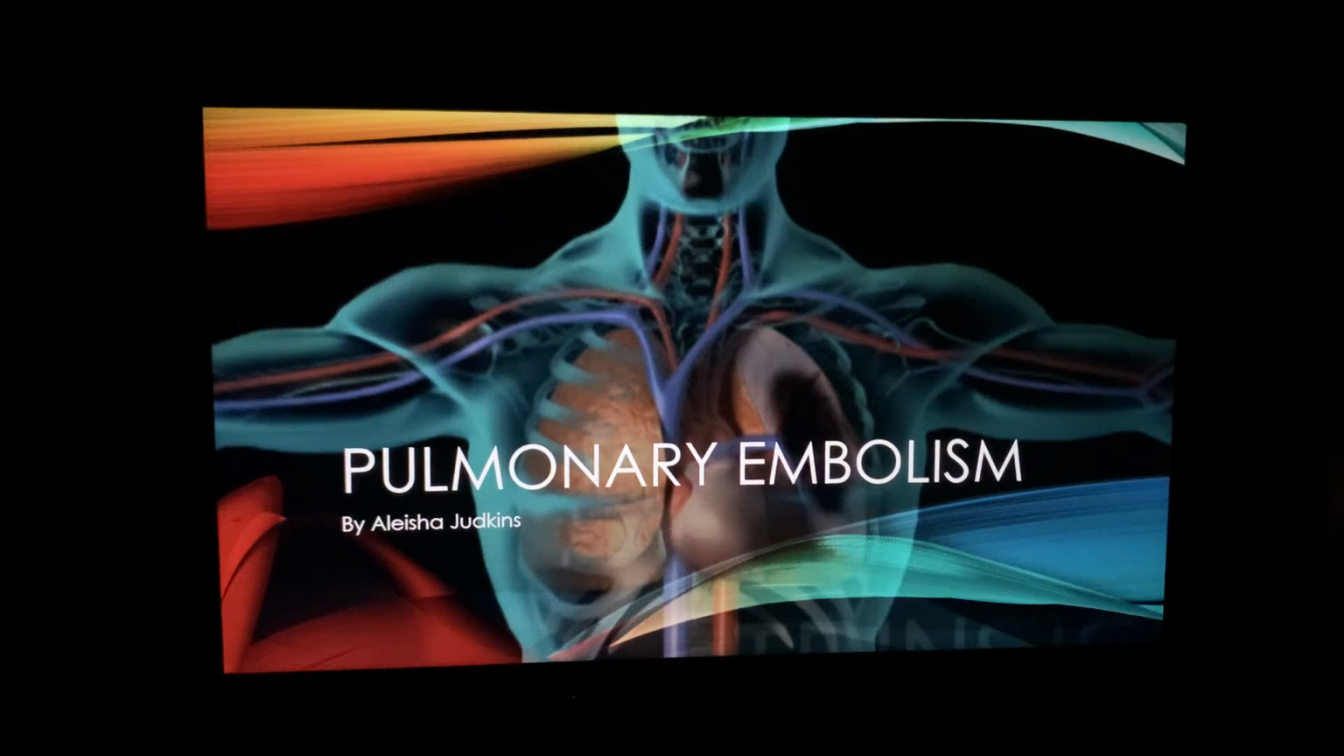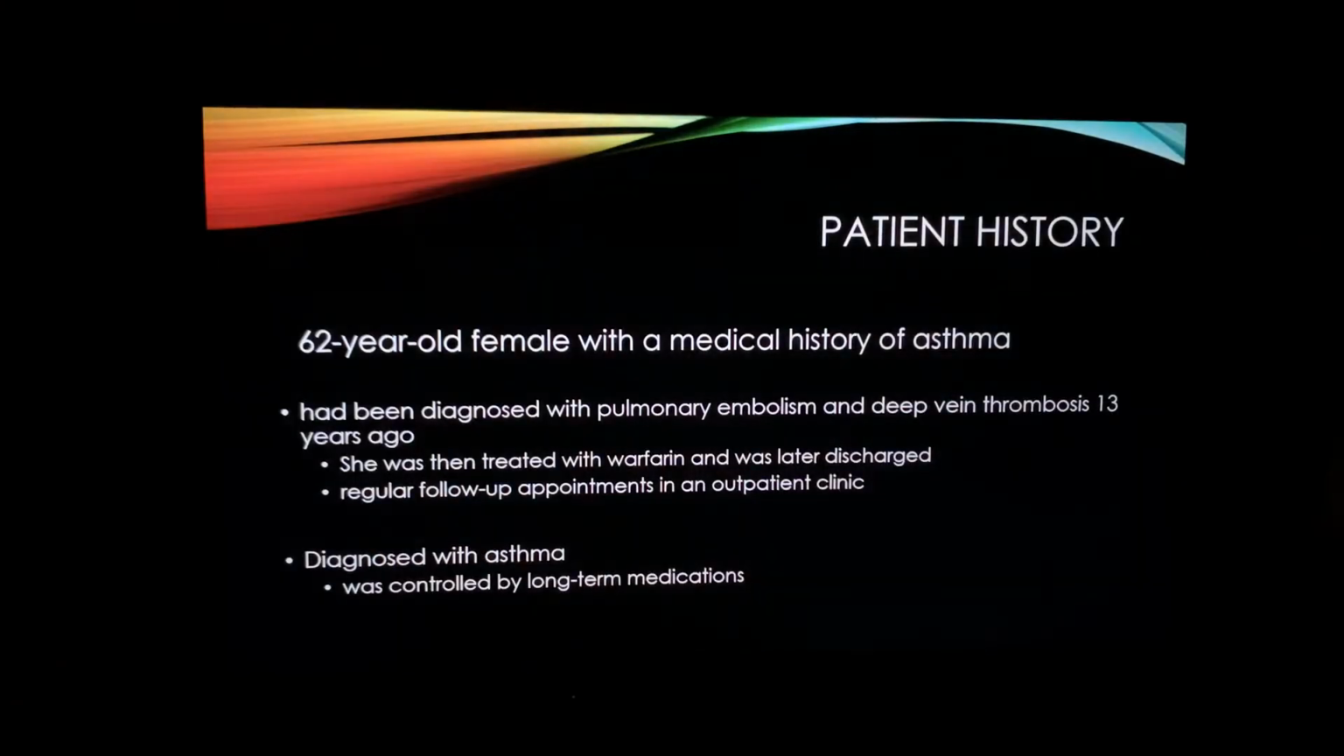My name's Alicia Judkins, and my case study is on pulmonary embolism. The patient is a 62-year-old female with a medical history of asthma. She had been diagnosed with a pulmonary embolism and a deep vein thrombosis 13 years ago. She was then treated with warfarin and was later discharged, followed up by regular appointments in an outpatient clinic. She was also diagnosed with asthma, which was controlled by long-term medications.